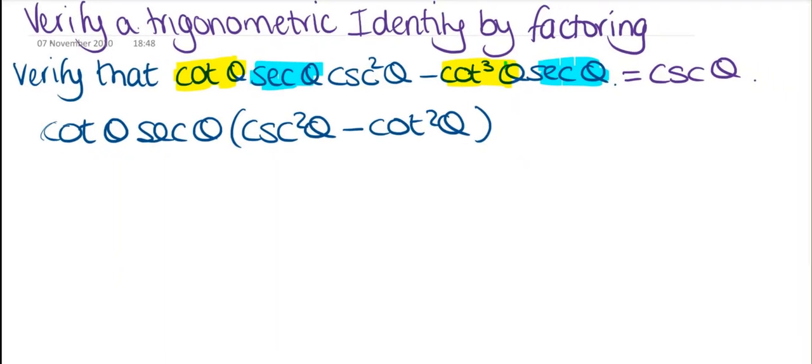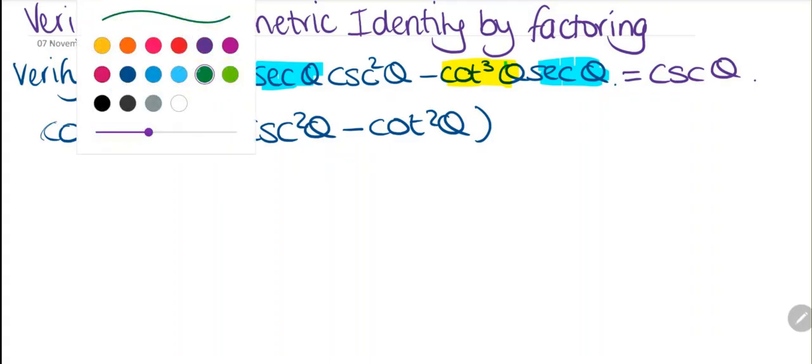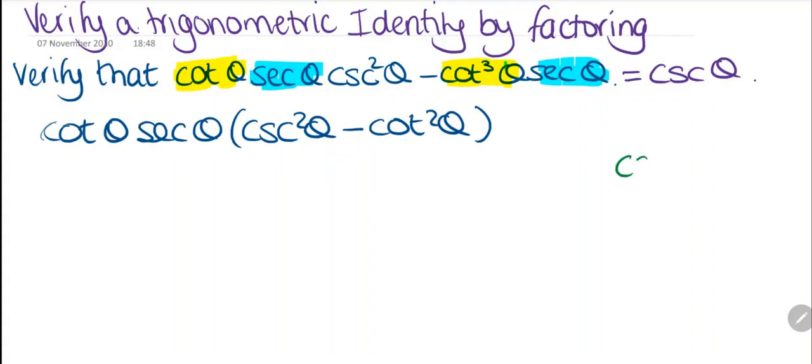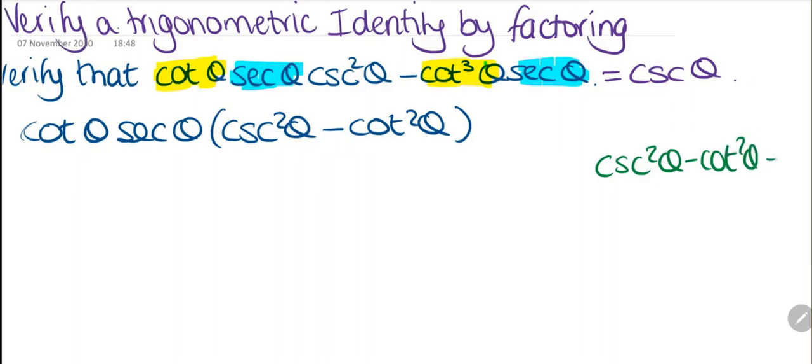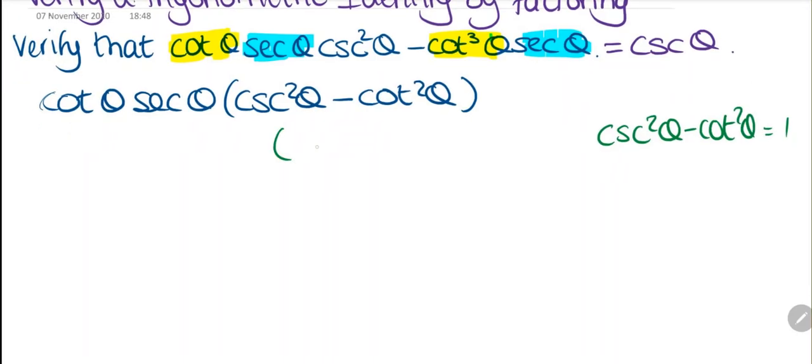So now what can we do? So cosecant squared theta, the Pythagorean identity: cosecant squared theta minus cotangent squared theta is equal to 1. So this becomes 1. So we have cotangent theta secant theta.